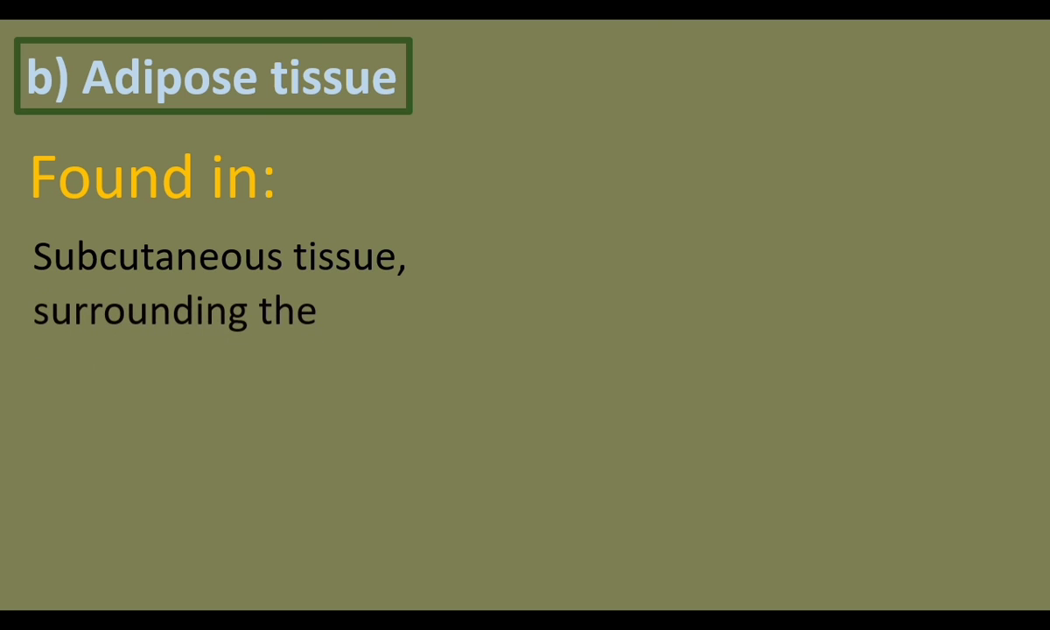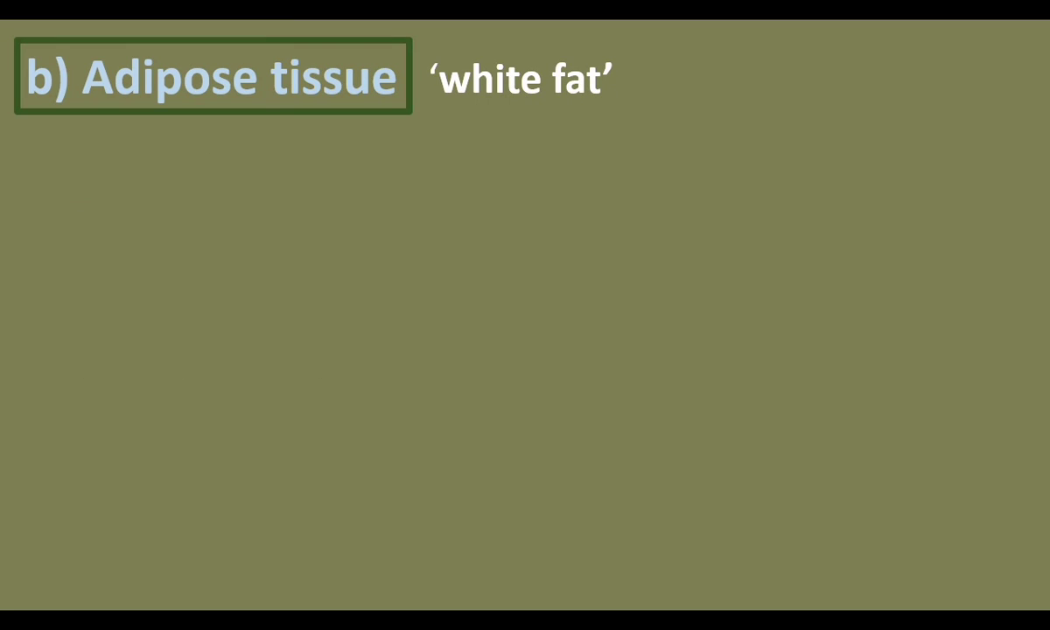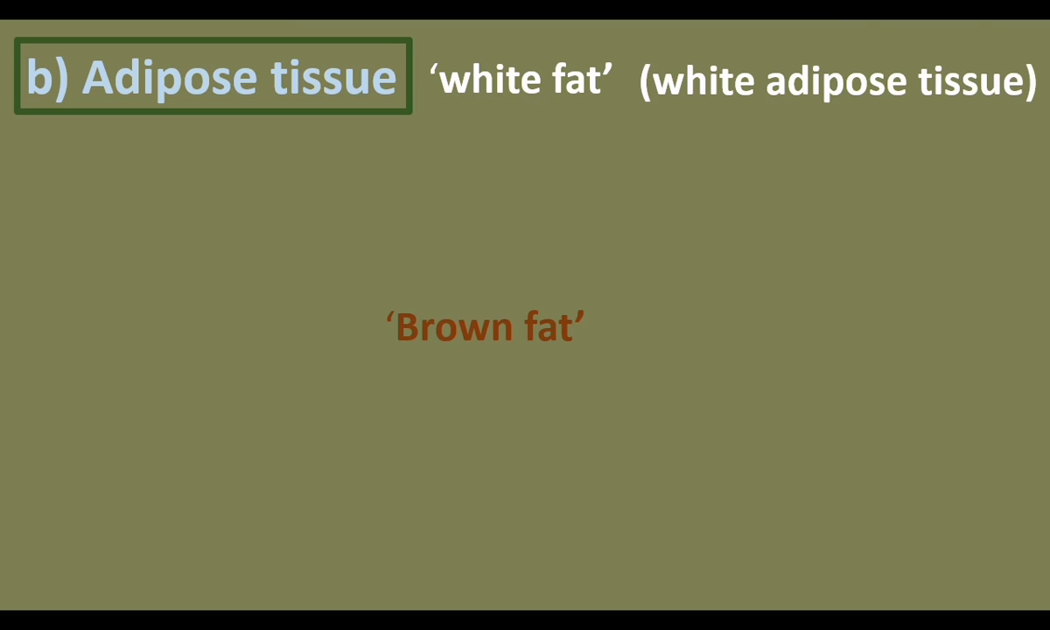The adipose tissue is found in subcutaneous tissue. The tissue below the skin is called subcutaneous tissue. It is also found as an outer surrounding layer around kidneys, eyeball, and heart. The adipose tissue found around kidneys, eyeball, and heart acts as a cushion and prevents shock. There are two kinds of adipose tissue. One is white fat or white adipose tissue. Another type is brown fat or brown adipose tissue.